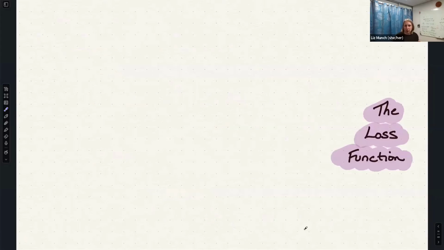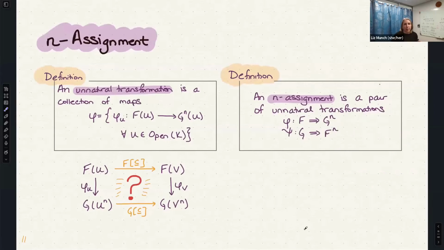All right, so with that, let's try to figure out how to compute this thing, or at least what we're actually going to do is bound this thing. So, the loss function. Here's what we're going to do in order to come up with something that I can control the interleaving distance with. We're going to build something that we're going to call an n-assignment.